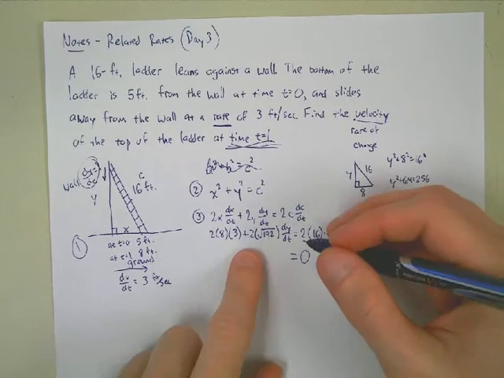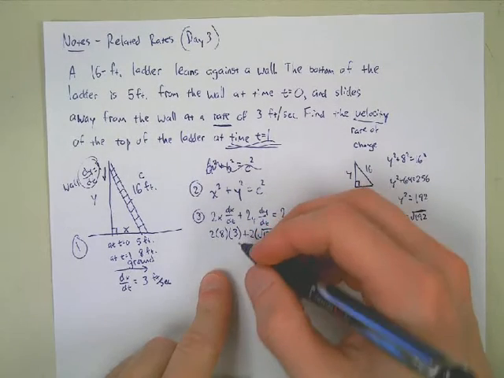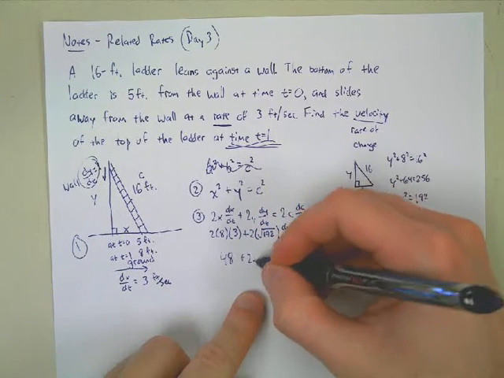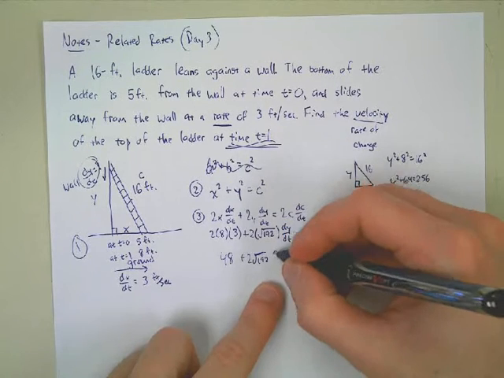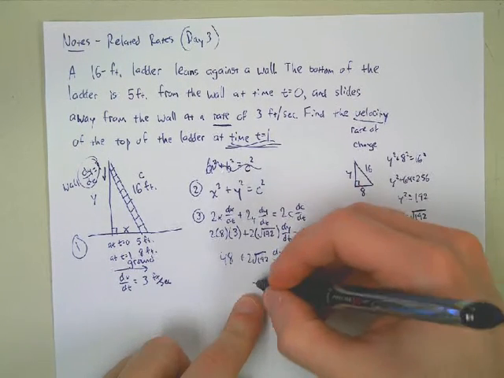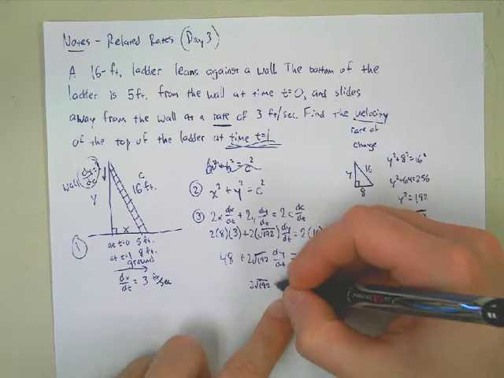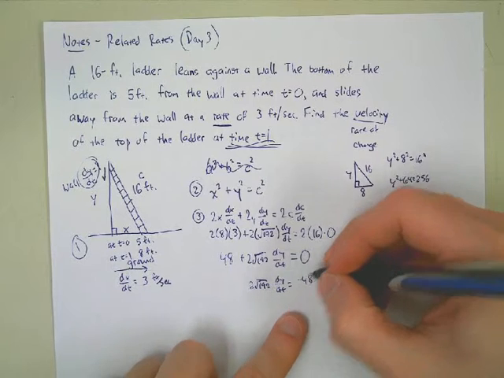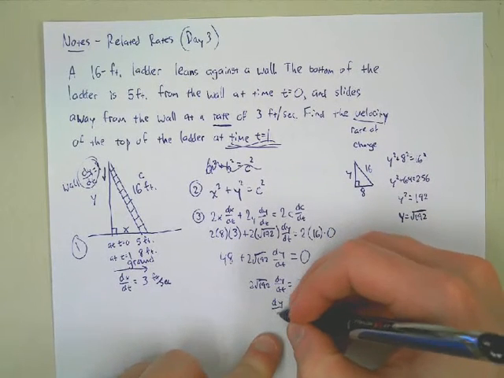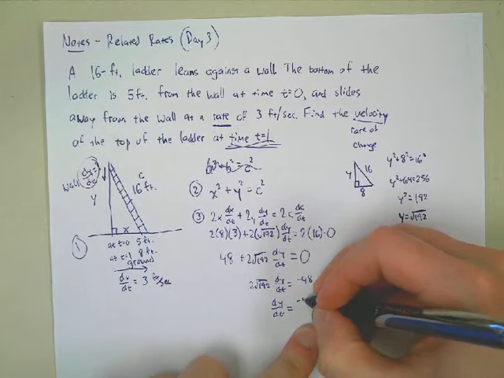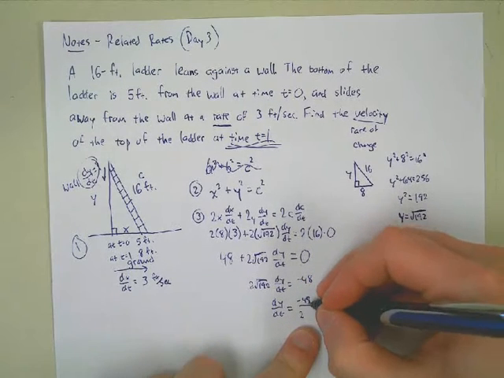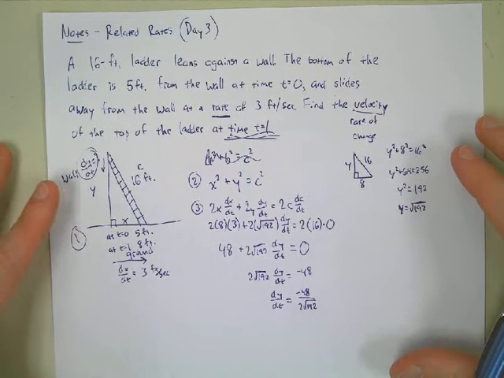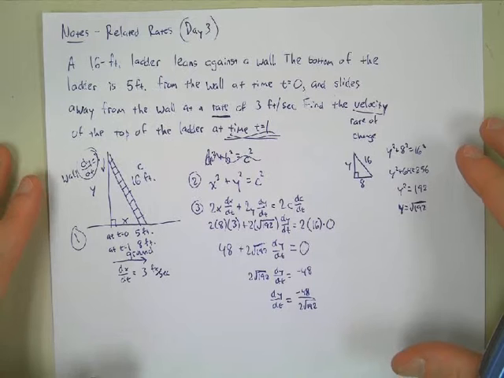So 2 times 8 is 16, times 3 is 48, plus 2 times the square root of 192 equals dy over dt. Subtract the 48 from both sides. So dy/dt equals negative 48, and then divide it by 2 square root of 192. So it's negative 48 over 2 square root of 192. Again, if this were a free response question, and by the way, these related rate problems make for good free response questions.